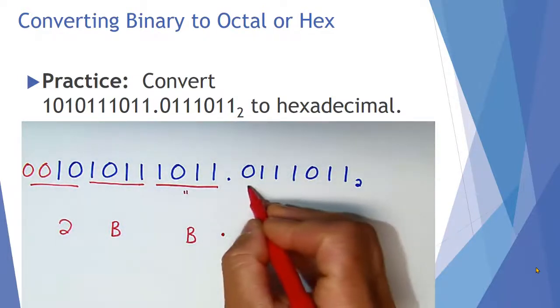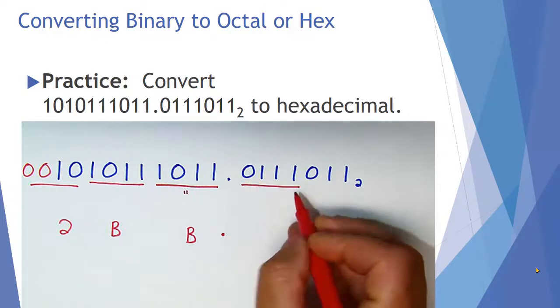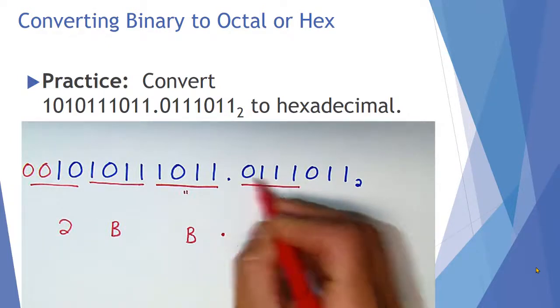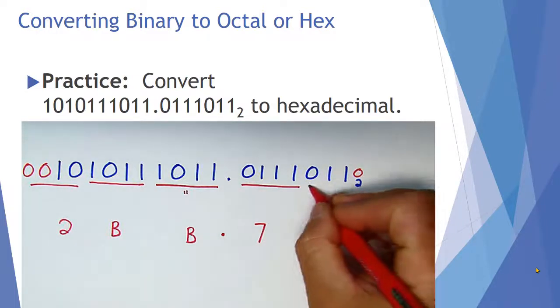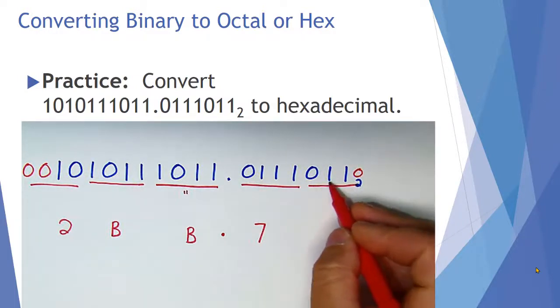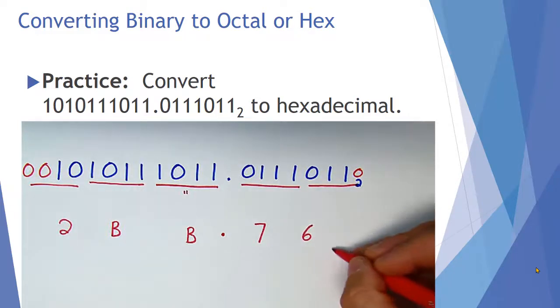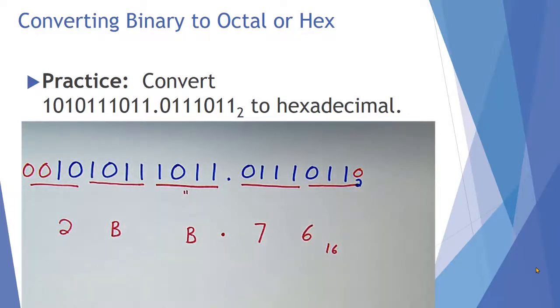point, let's work our way to the right. 0, 1, 1, 1, 1, 2, and 4, but no 8s, that's 7. And the next group, we need a 0 to make a group of 4, and we have 0, 2, and 4, that is 6. And so it is 2BB.76 base 16, and we're done.